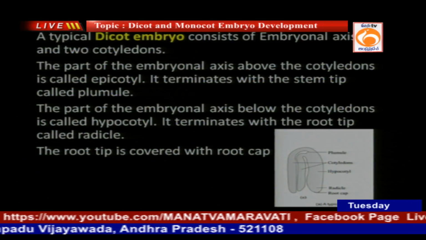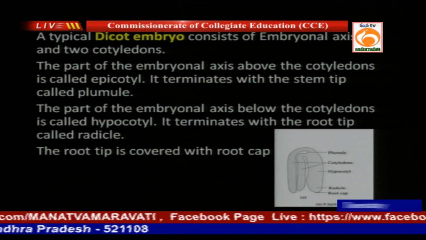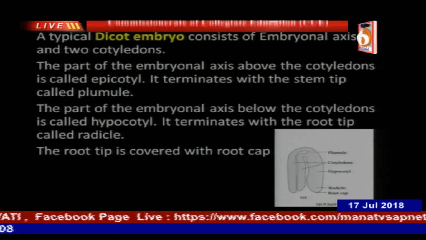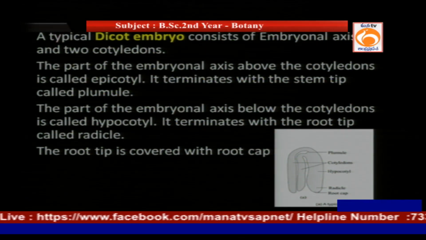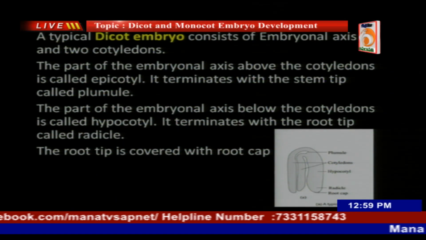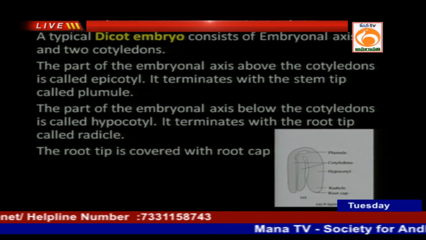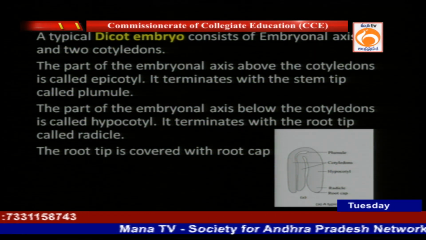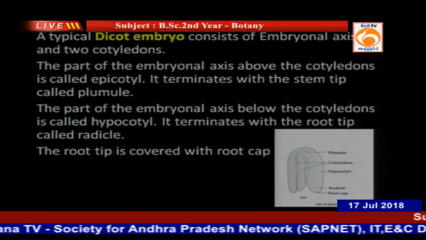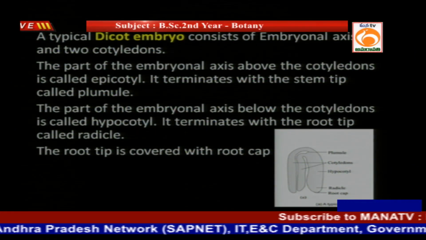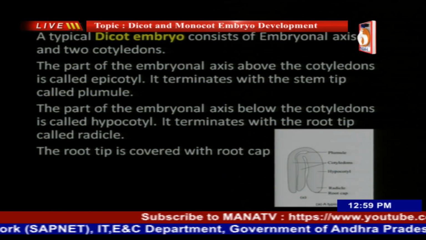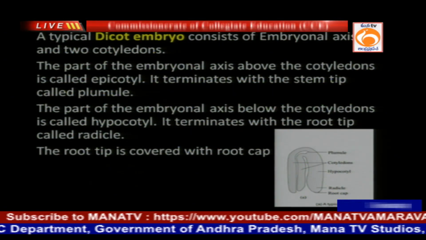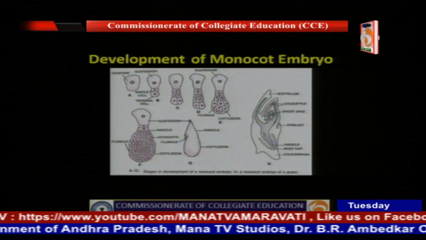It is there in the slide also, and there is a structure which is called the cotyledons. So, a typical dicot embryo consists of the embryonal axis and 2 cotyledons. The part of the embryonal axis above the cotyledons is called epicotyl, that is, it terminates with the stem tip, and the part of the embryonal axis below the cotyledons is called hypocotyl. It terminates with the root tip called radicle. The root tip is covered with the root cap.